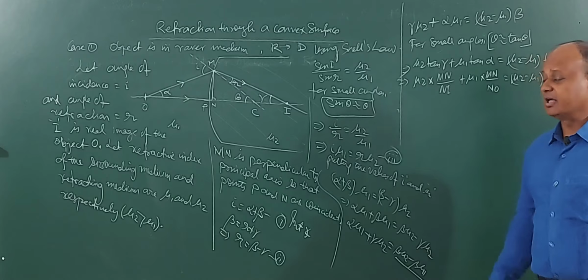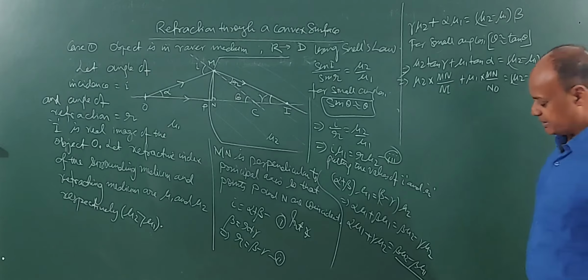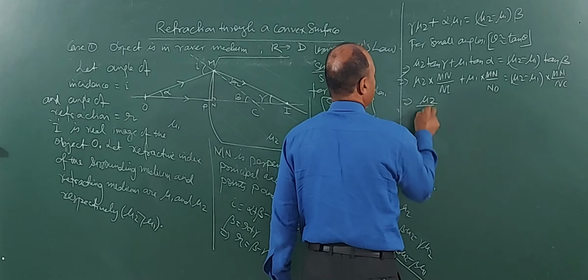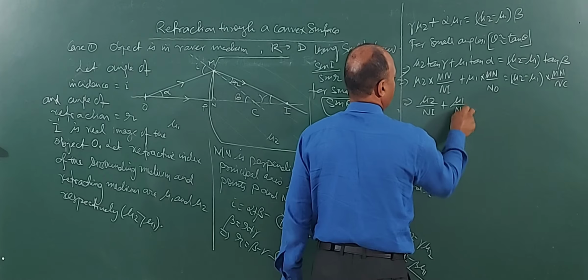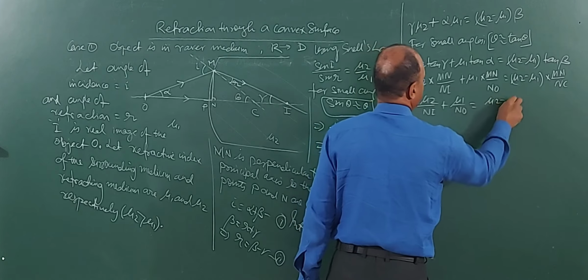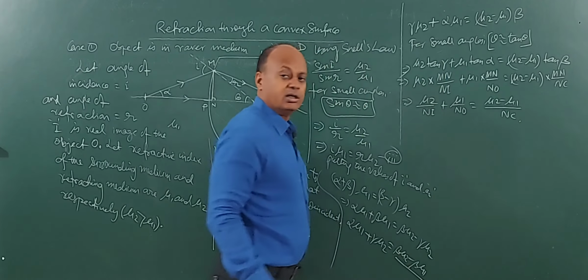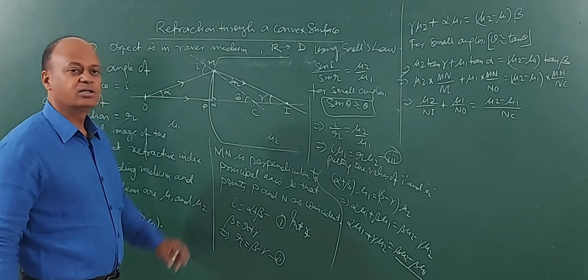And children, I will be cancelling Mn from both sides. I will eliminate Mn. So, what do I get? Mu 2 by Ni plus mu 1 by No is equal to mu 2 minus mu 1 divided by Nc. Now, children, we said that points N and P are what? Coincident.